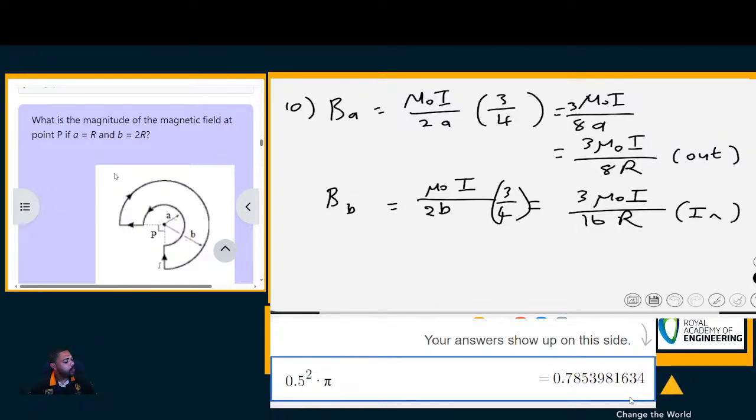Okay. Now, this one is bigger. The field B_A, due to the smaller 3/4 circle, is bigger. Now B net. Remember, one is pointing in and one is pointing out. The one coming out is bigger. So B_A is bigger than the magnetic field due to B. So B net is equal to the magnetic field at point A minus the magnetic field due to B, which is equal to 3 mu naught I over 8R minus 3 mu naught I over 16R. I'm just going to sum them. The common factor is 3 mu naught I over 16R.